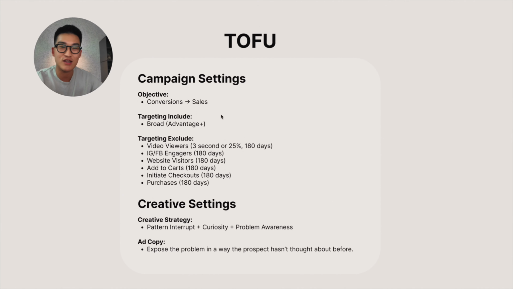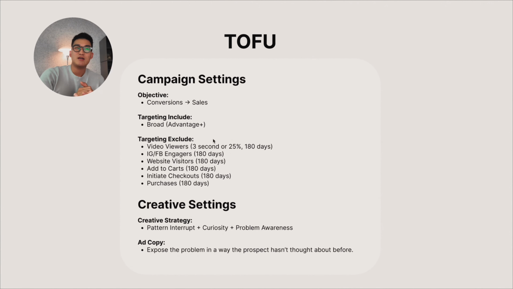In fact, you don't even need to touch this setting. Only thing I would say is your country. Now you want to make custom audiences. So for targeting exclusion, you want to make custom audiences for video viewers, Instagram and Facebook page engagers, website visitors, add to carts, checkouts initiated, and purchases, right? So you want to exclude all of these people because you want to get a fully cold audience for you to target. That's how it's a true top of the funnel campaign.